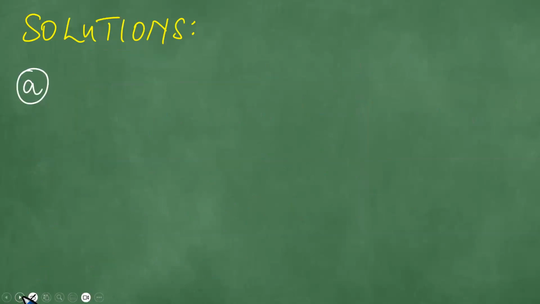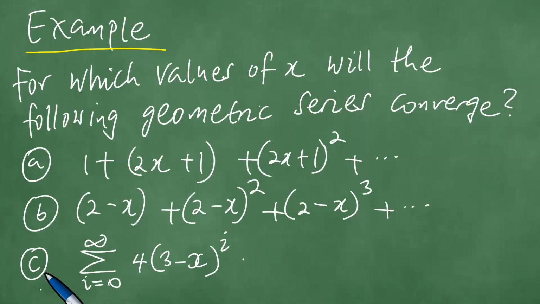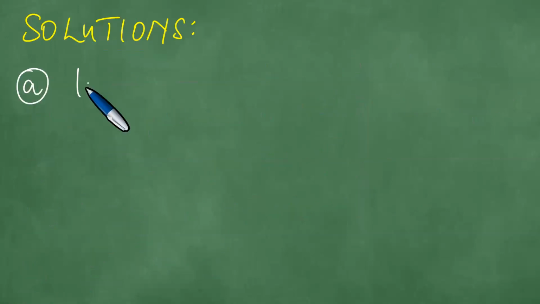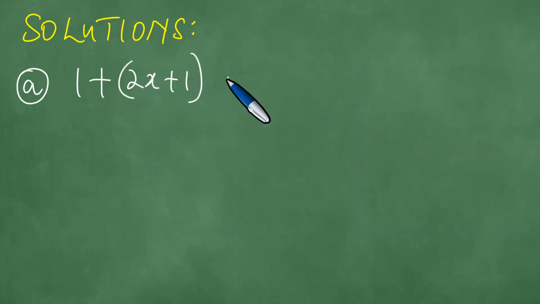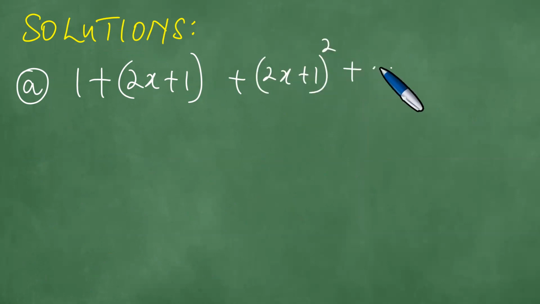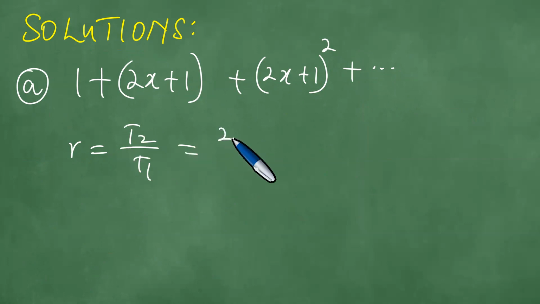So let's do part A. So we have 1 plus 2x plus 1, 2x plus 1 squared, and so on. So we have the constant ratio, which is T2 over T1, which is 2x plus 1 over 1, which is 2x plus 1.